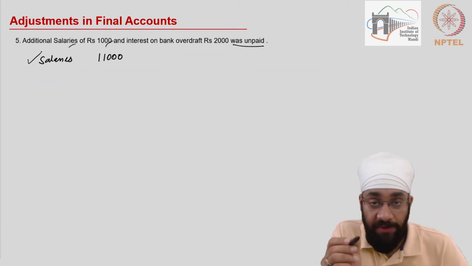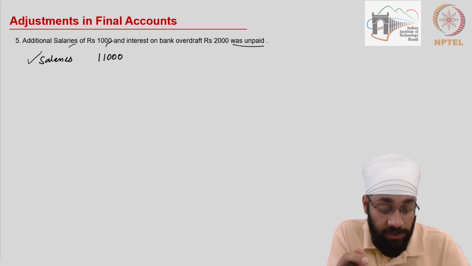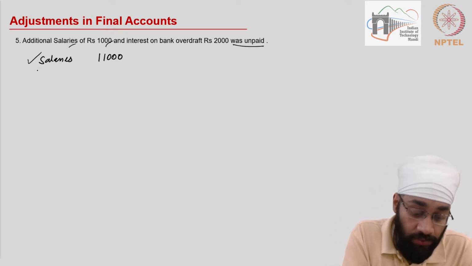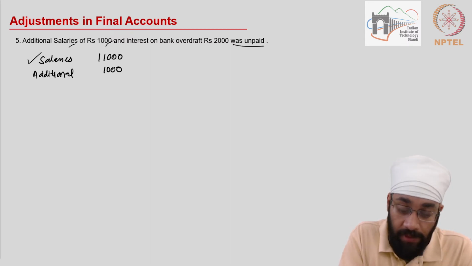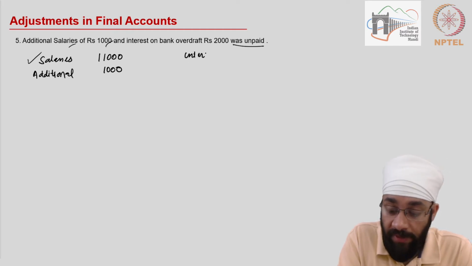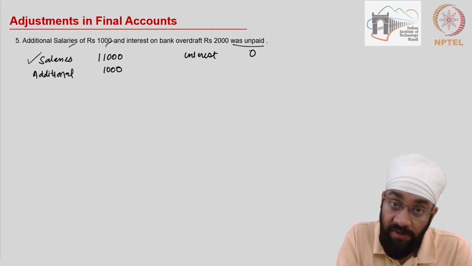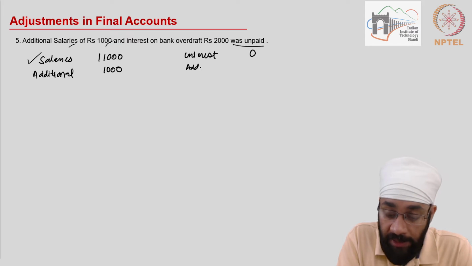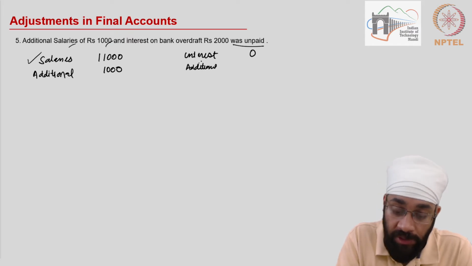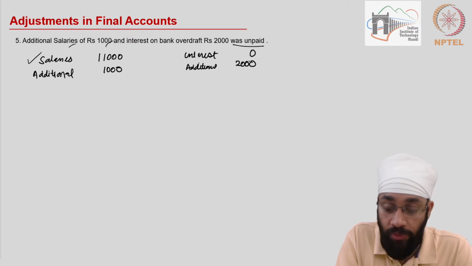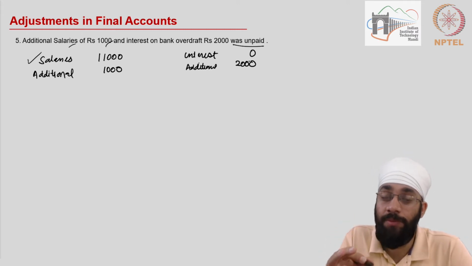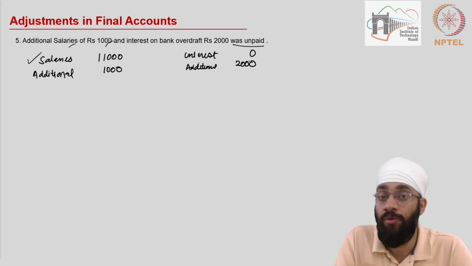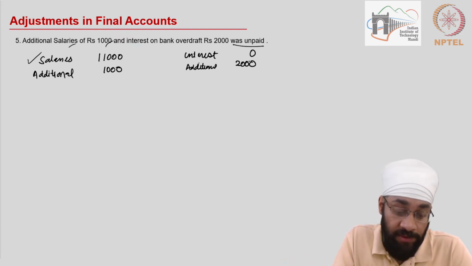So salaries are 11,000, which is given to us in the trial balance, and now there is an additional amount of 1,000. The interest, on the other hand, currently you have not paid, 0, and the additional interest, or the interest which has not been taken into account, is 2,000. So all we are doing is we are using the matching principle. The matching principle says expenses of this year are to be matched to incomes of this year.